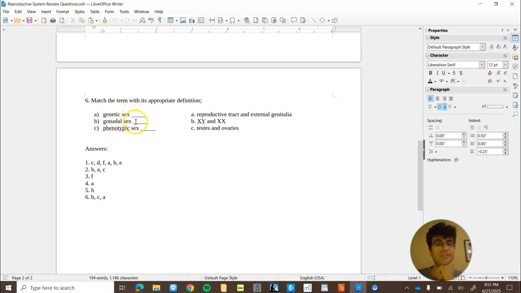The gonadal sex is going to have to do with the testes and ovaries. Depending on whether someone has testes or ovaries, that determines the gonadal sex. Phenotypic sex is external genitalia and reproductive tract. So genetic sex, A, is going to be XY and XX. Gonadal sex is going to be testes and ovaries. Phenotypic sex is going to be reproductive tract and external genitalia.